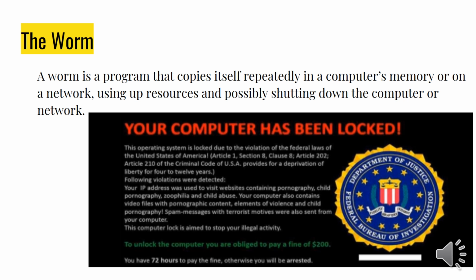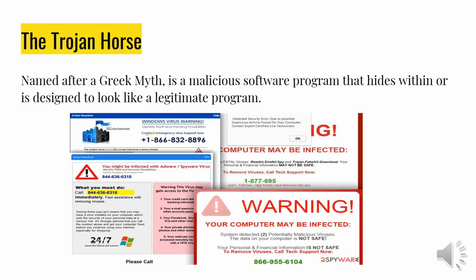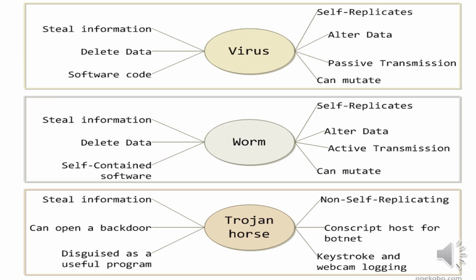The worm is a program that copies itself repeatedly in a computer's memory or on a network, using up resources and possibly shutting down the computer or network. The Trojan horse, named after a Greek myth, is a malicious software program that hides within or is designed to look like a legitimate program. Here is a diagram to show you the differences between the three viruses.